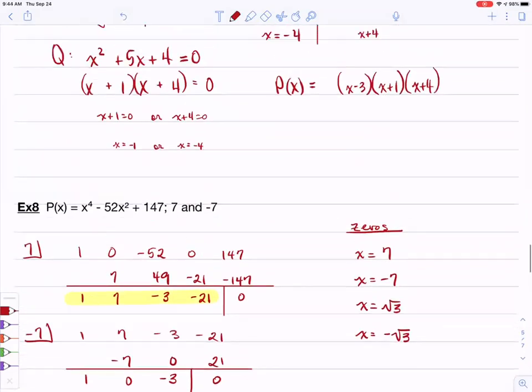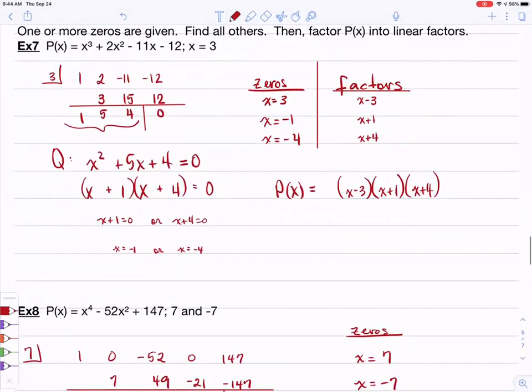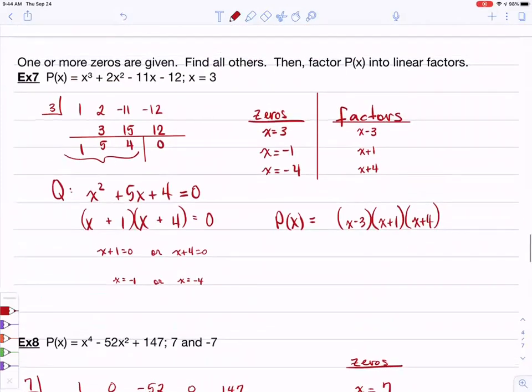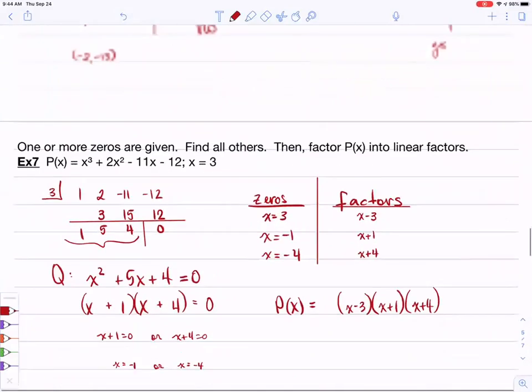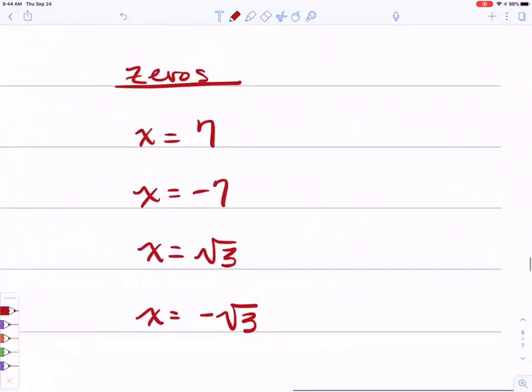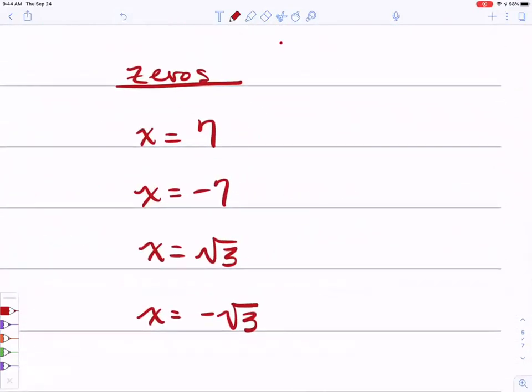Let's go back and look at the directions. One or more zeros are given. That statement means go prove it. We did. Find all the other ones. We did. Now we need to write it as a product of factors. We need to factor p of x. So just like we did last class, let's take our zeros and turn them into factors. So let's make another part of our chart here.